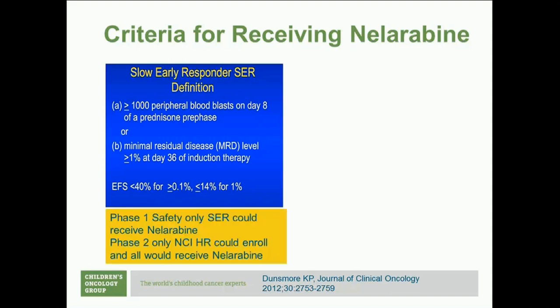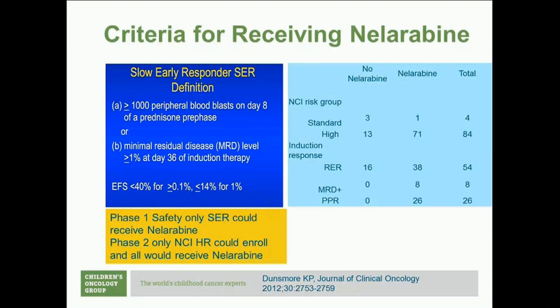So phase one was a safety phase. Only those slow early responders could receive the nelarabine. Those who were rapid early responders would receive no nelarabine, so we could compare the toxicities. And in phase two, if we found that it was safe to give, then only the NCI high-risk patients could enroll, and all of them would receive nelarabine regardless of whether they were rapid early responders or slow early responders.